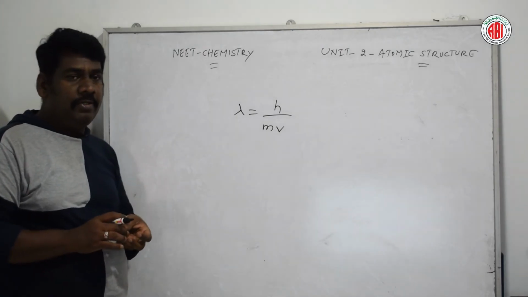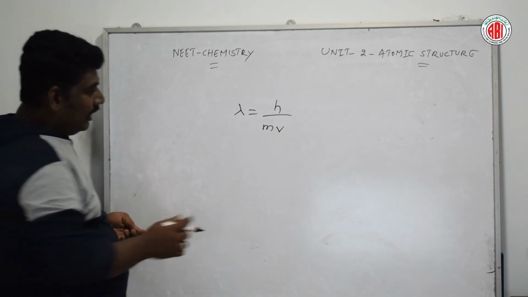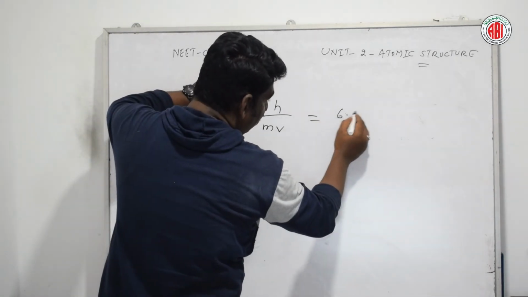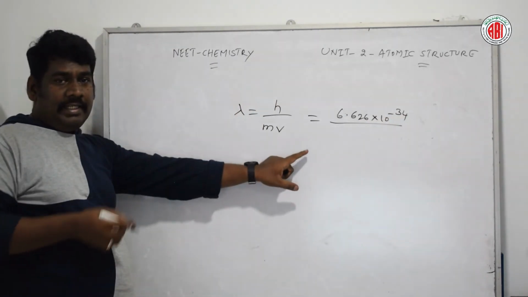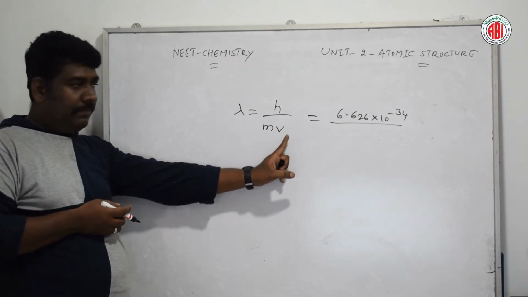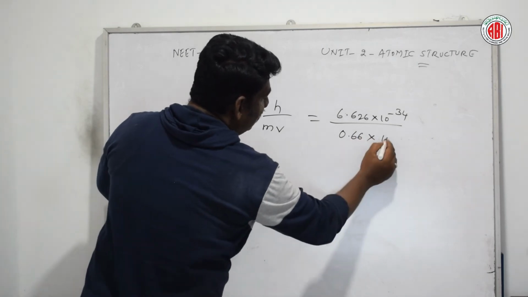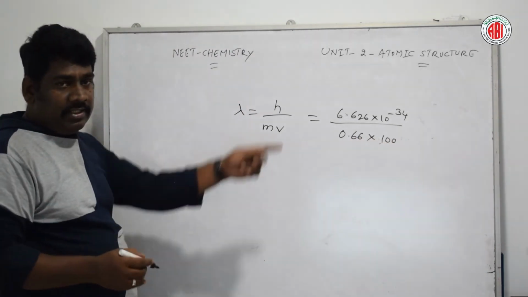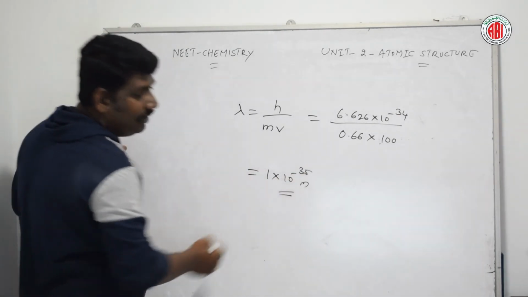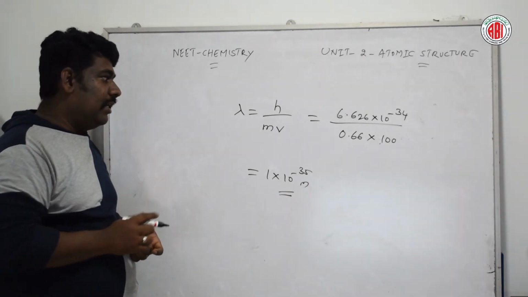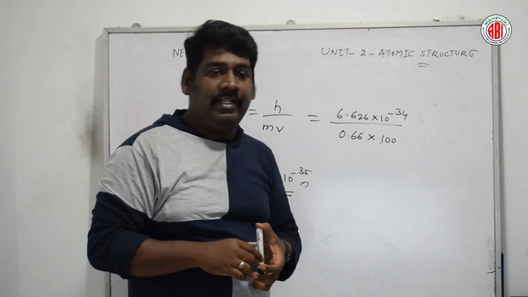According to this question, we are going to follow this formula, lambda is equal to h by mv. h is Planck's constant, 6.626 into 10 to the power of minus 34 joule second, and m is the mass of the ball, 0.66, into velocity, which is given as 100 meter per second. Simplifying this, we get 1 into 10 to the power of minus 35 meter. This way we can solve this problem. According to this question, option D is the right answer.